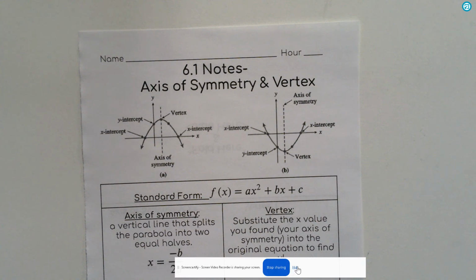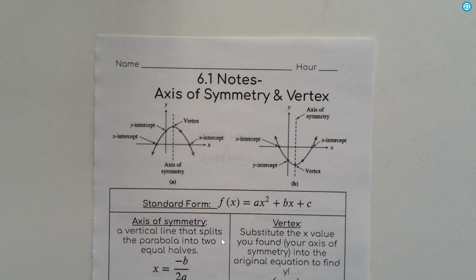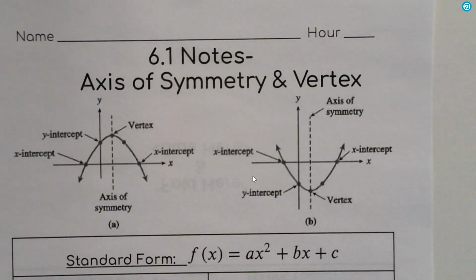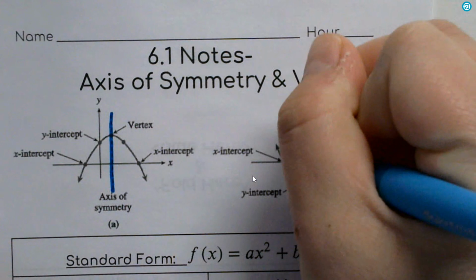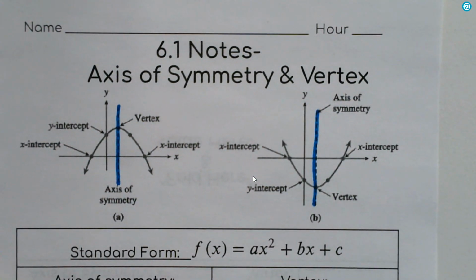Symmetry and vertex. All right, so like I mentioned on our quick write, an axis of symmetry is the line down the middle of something that chops it in half evenly. So right here we've got two pictures of quadratics. I picked these pictures of quadratics because they have an axis of symmetry shown. So this dotted line right here that I just put in blue, those are our axis of symmetry.